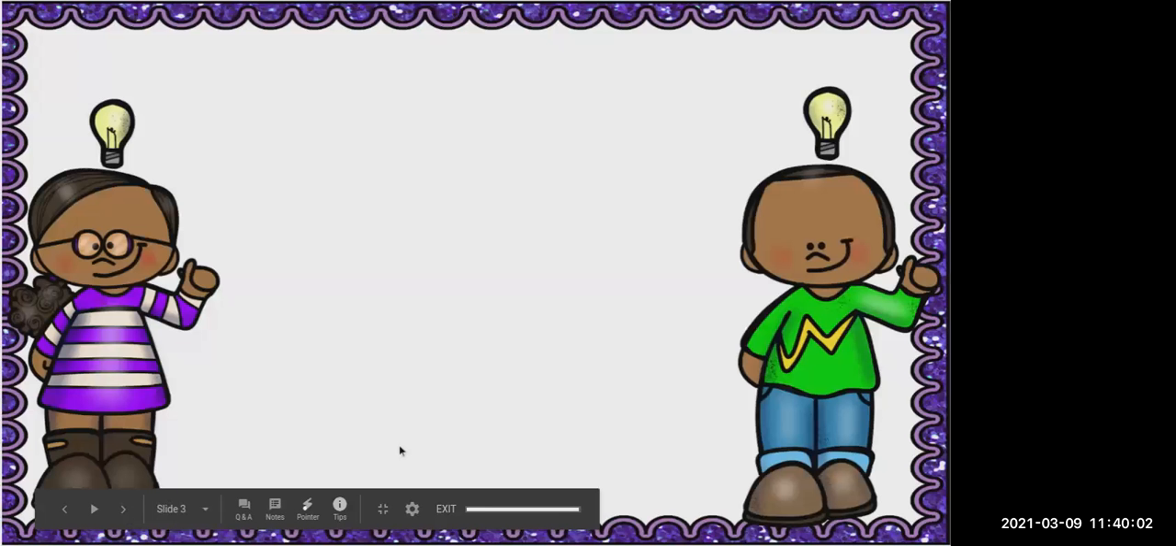Our first word is the word chart. Chart. And we're going to change the t in chart to m. Eventually my screen will come on. There we go. So the word is chart, and we're changing the t to m. What is the new word?